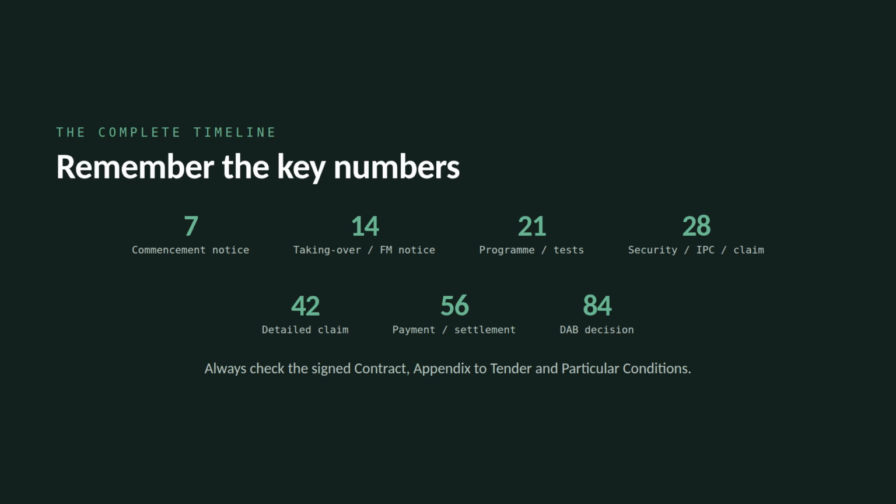So there's the complete FIDIC Red Book 1999 journey, from clause 1 to clause 20. Remember the key numbers: 7 days, 14 days, 21 days, 28 days, 42 days, 56 days, and 84 days. These numbers appear again and again in contract administration, payment, program, claims, and dispute procedures. Always check the signed contract, the appendix to tender, and the particular conditions before relying on any deadline.